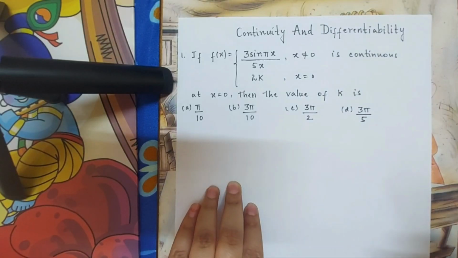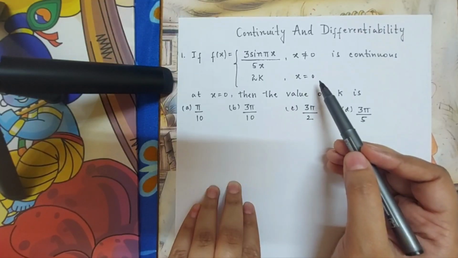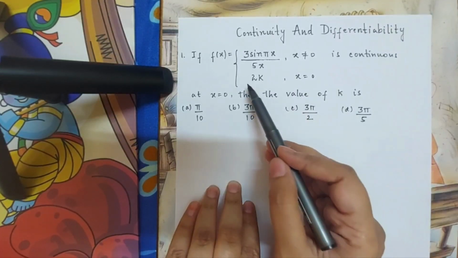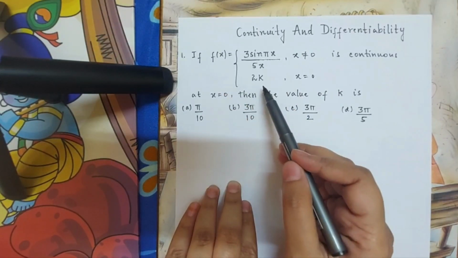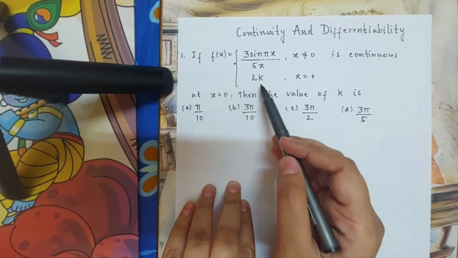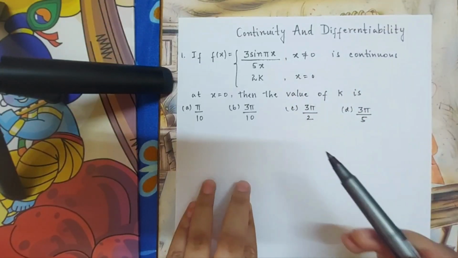see, when do we tell a function is continuous? The LHL should be equal to RHL and that should also be equal to f of a. So in this question, a is 0. Along with that, at x is equal to 0, f of x is 2k. So we can consider f of 0 as 2k and we will be finding the value of k.